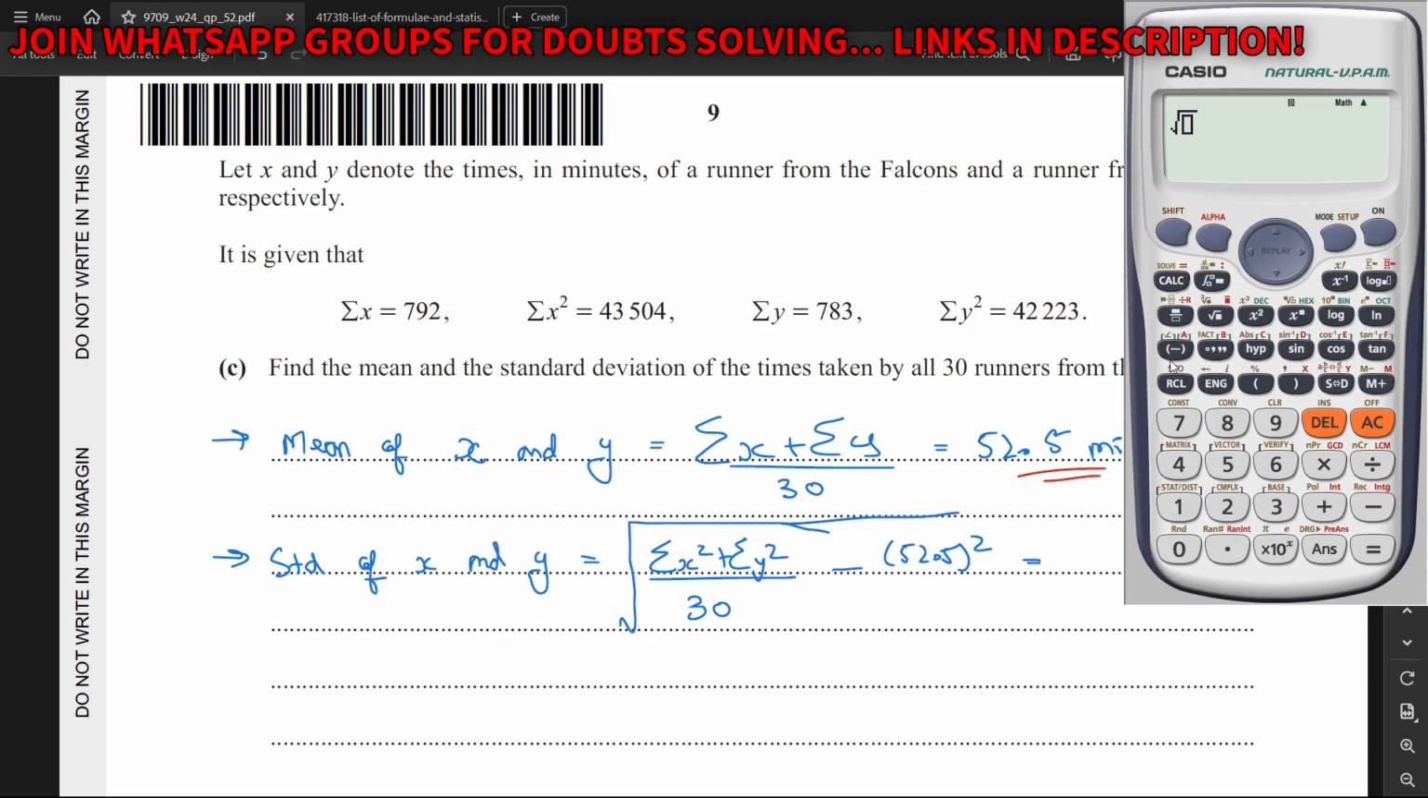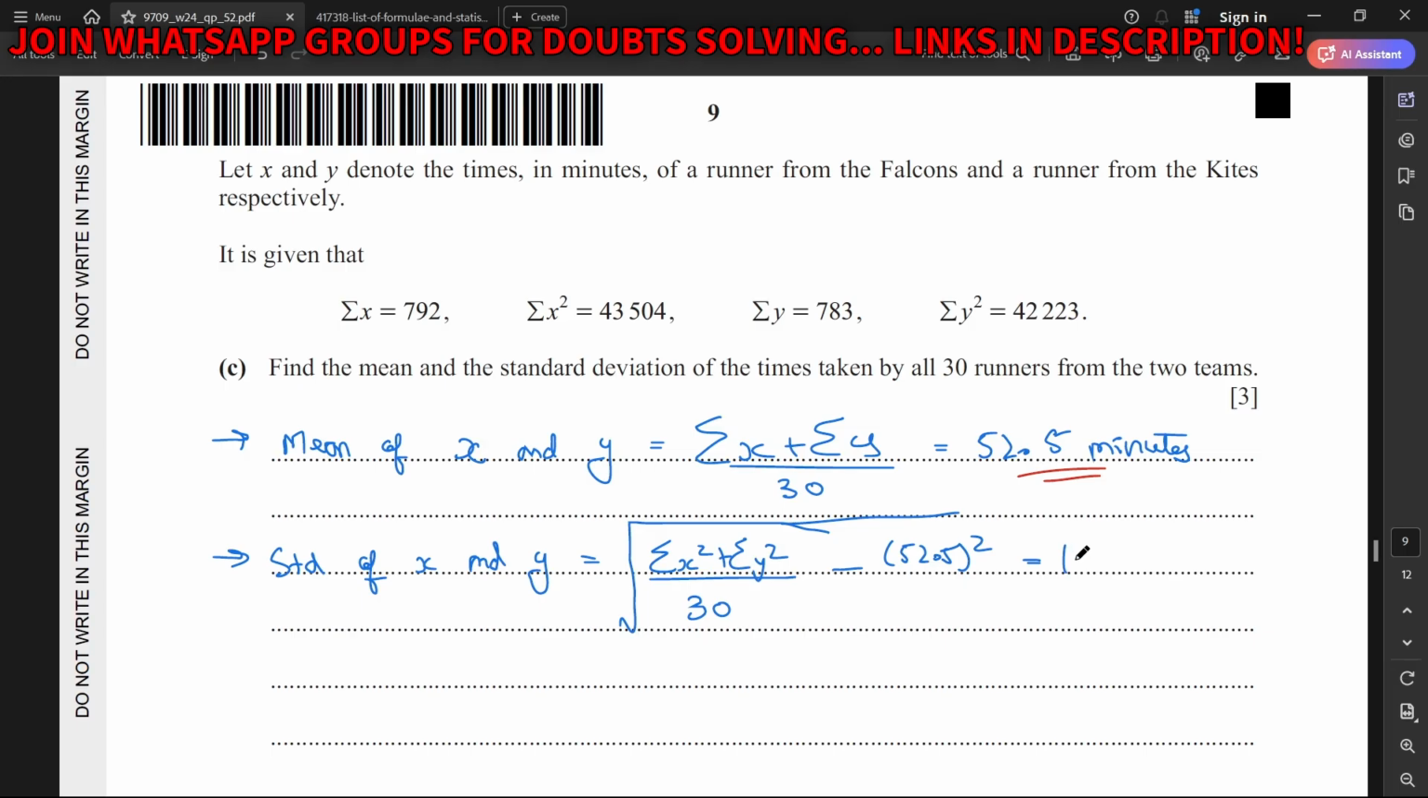So square root of, x square comes out to be 43,504 plus 42,223 divided by 30 minus the mean square, which is 52.5 square. And this value is 10.1, correct to 3 significant figures. And therefore, you are done with your part C as well.